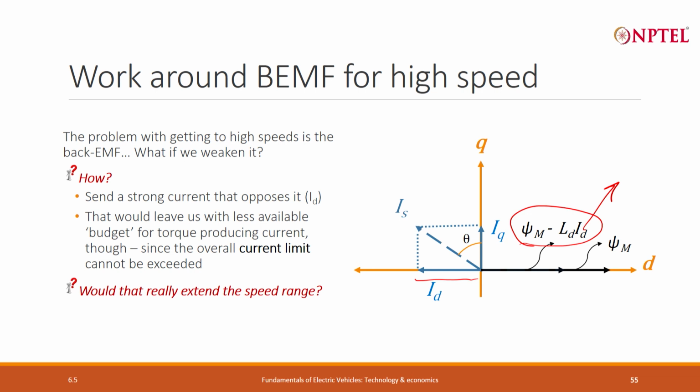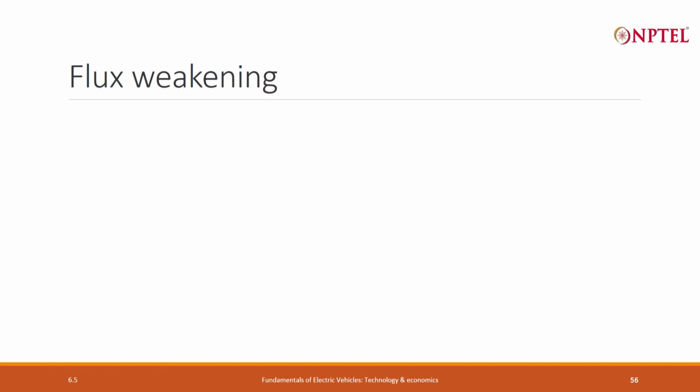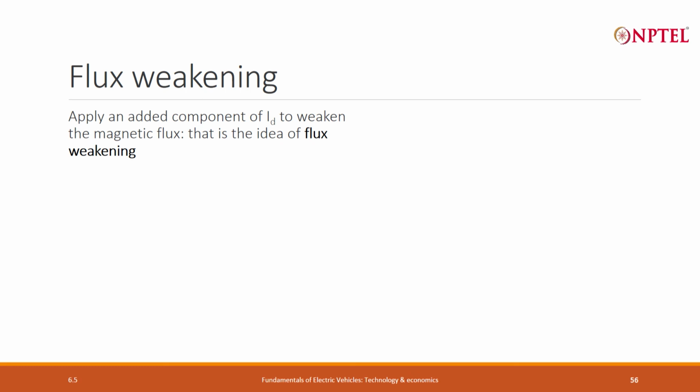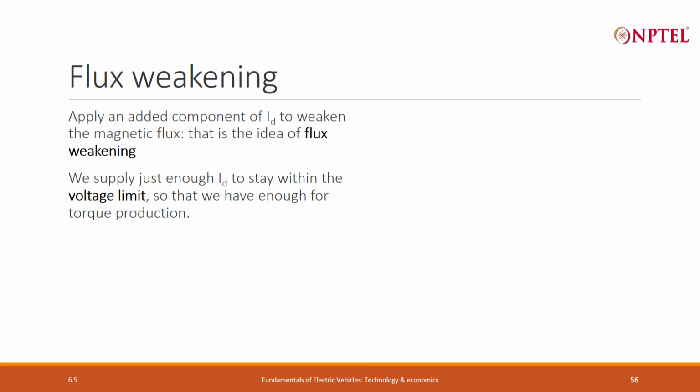So, how will this really work out? It is a tricky question and we have to explore it, but this is the idea behind what is called flux weakening, that we apply an added component of ID over and above what the MTPA algorithm tells us, and use that extra ID to further weaken the magnet, so that the back EMF comes down and we gain enough headroom on the voltage to be able to increase the speed further. So, we do not want to waste the total current that is available, we will apply just enough extra ID that is required to sufficiently weaken the magnet, so that I still have as much IQ available within the current limit.